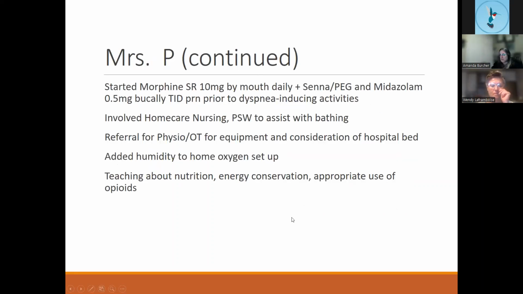So going back to Mrs. P, we started her on some morphine sustained release, 10 milligrams daily, with Senokot and PEG for her bowels. We started her on midazolam 0.5 milligrams buccally 3 times a day PRN prior to dyspnea-inducing activities. We involved home care nursing and PSW to assist with her bathing. We sent a referral to physio and occupational therapy so they can look at equipment, consider a hospital bed, maybe a bedside commode like what was suggested. Added some humidity to her oxygen setup, and then we did some teaching about nutrition, energy conservation, and the appropriate use of opioids.